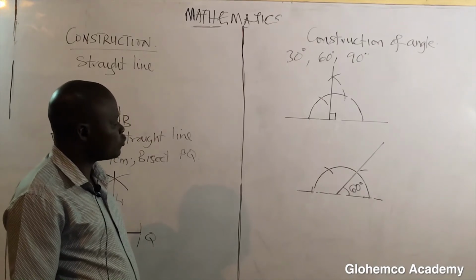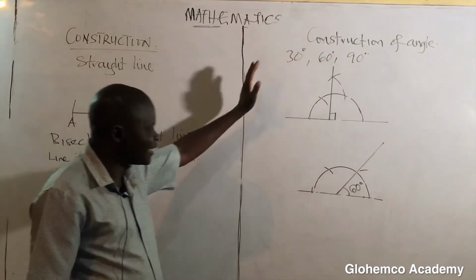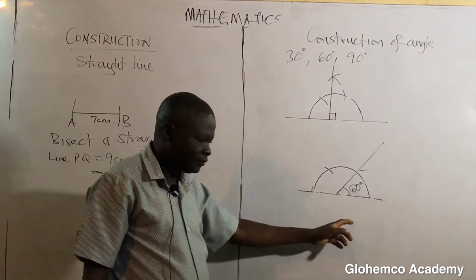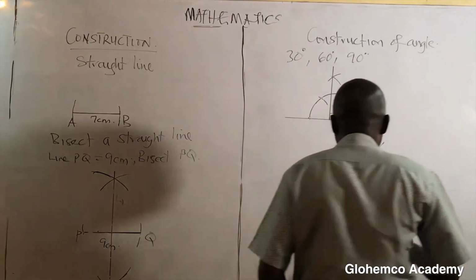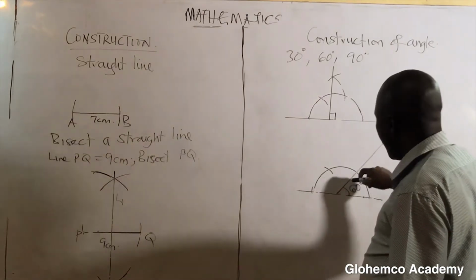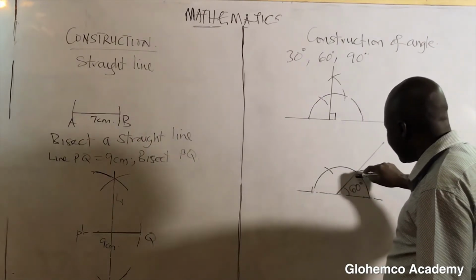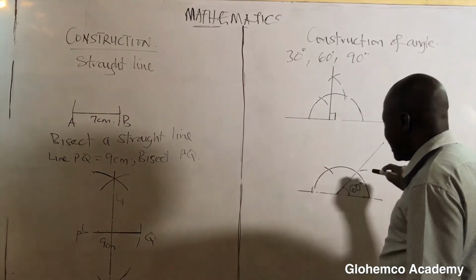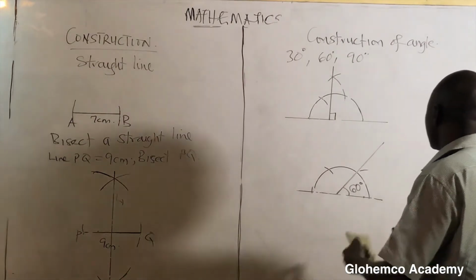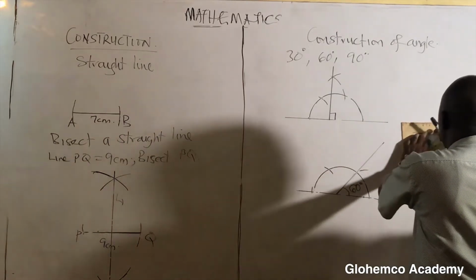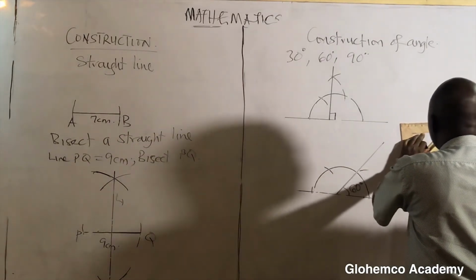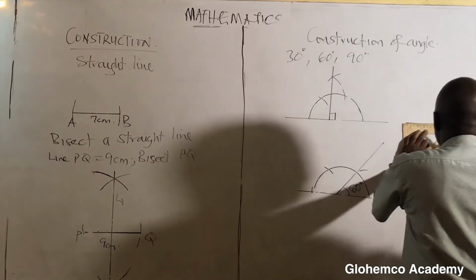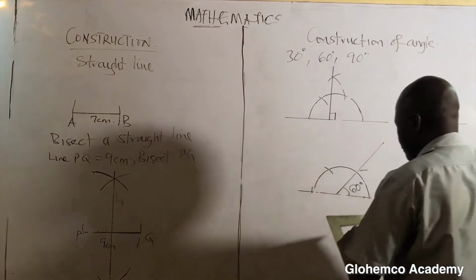But if you are to construct angle 30 degree, 30 degree is half of 60 degree. It means you have to construct 60 degree first. After getting 60 degree, you now bisect angle 60. When you bisect angle 60, it will give you 30 degree. How? You sketch a line, just like I've said. Draw a straight line of any length, maybe 5 centimeter or 6 centimeter, through your compass.